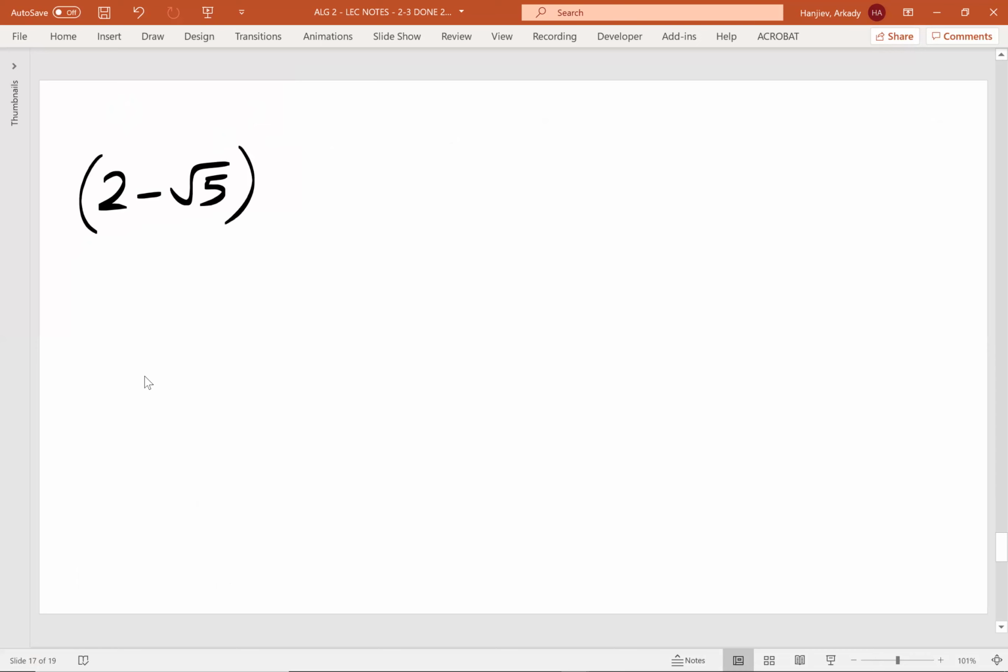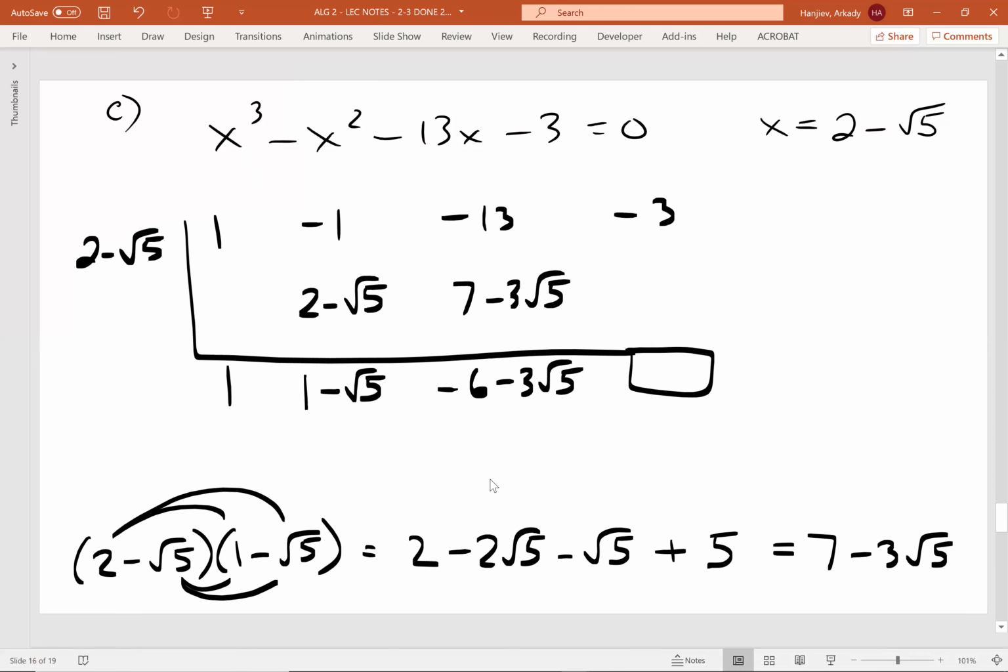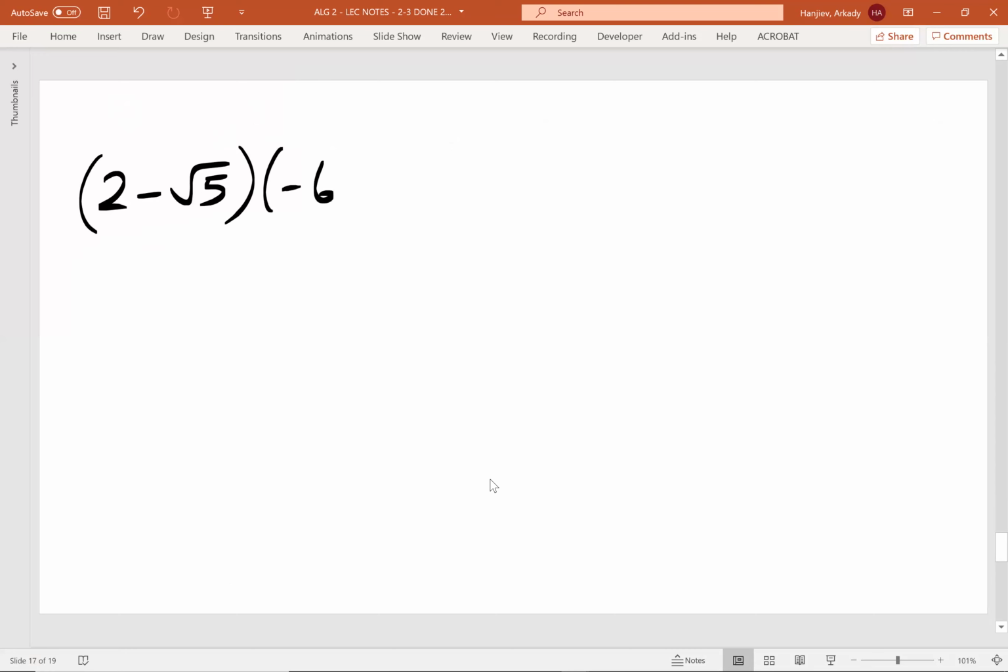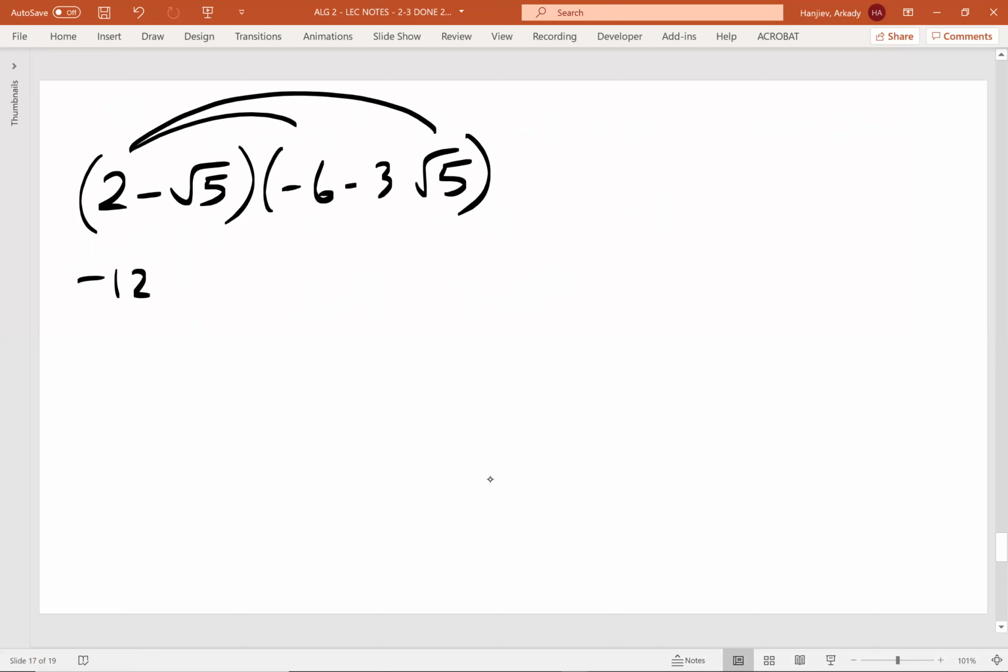That times, go back over here, negative 6, negative 3 root 5. Oh boy, let's see. Negative 12. Whoa, okay, that's big. That's going to give us a negative 6 root 5. Multiplying here gives us a positive 6 root 5. Oh, wow, that's interesting.